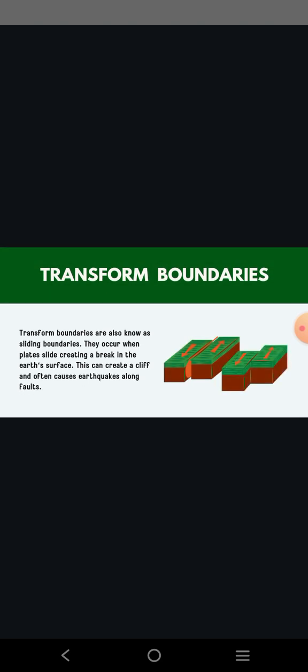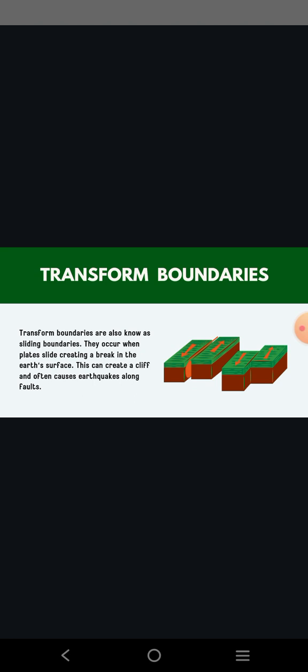Transform boundaries. Transform boundaries are also known as sliding boundaries. They occur when plates slide, creating a break in the Earth's surface. This can create a cliff and often causes earthquakes along faults.